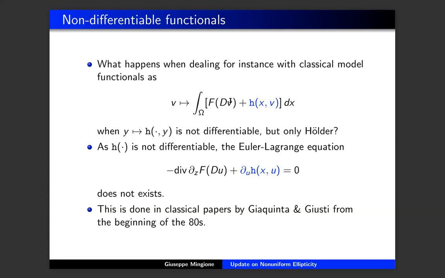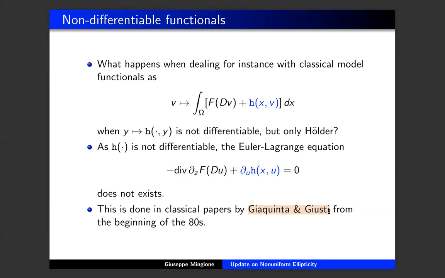So you take a nice uniformly elliptic integrand capital F, and then you take a lower order term, which is non-differentiable with respect to the variable b. So you cannot even write down the Euler-Lagrange equation because it doesn't exist. So you cannot apply the theory available for equations, but you can rely directly on minimizers. This is an important achievement by Giaquinta and Giusti at the beginning of the 80s.